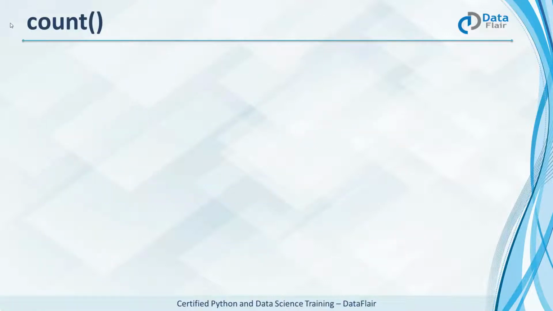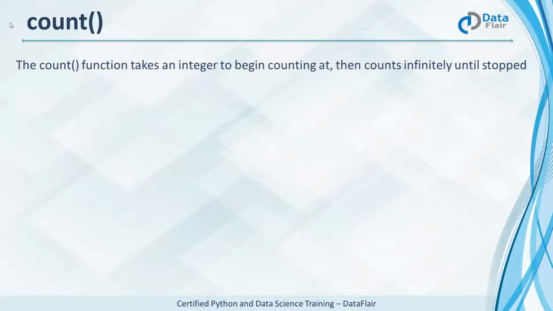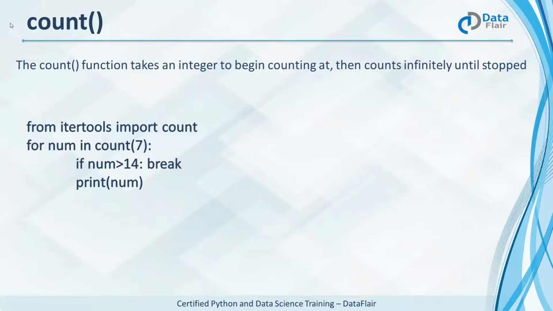itertools has 3 main functions: count, cycle, and repeat. Count takes in an integer to begin counting at, and then keeps counting infinitely until we stop it. We need to import it from itertools if we want to call it by name. This is a for loop on the values 7 and ahead. When num is greater than 14, it breaks out. If it hasn't broken out yet, it prints num. So it starts counting from 7 and keeps printing until it becomes greater than 14. Then it stops. If we don't make it break out, it prints infinitely.